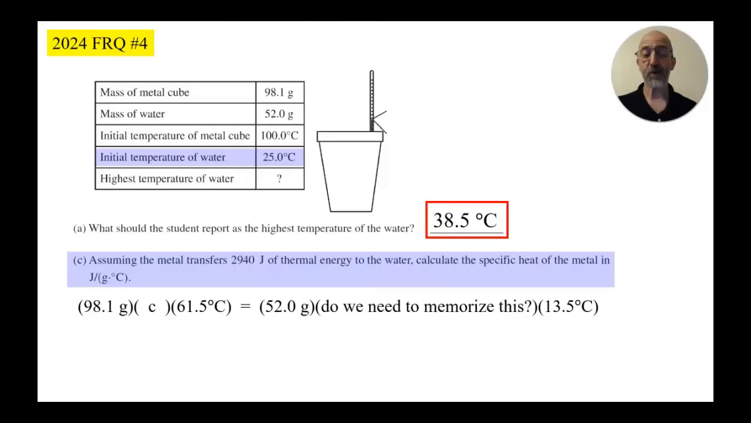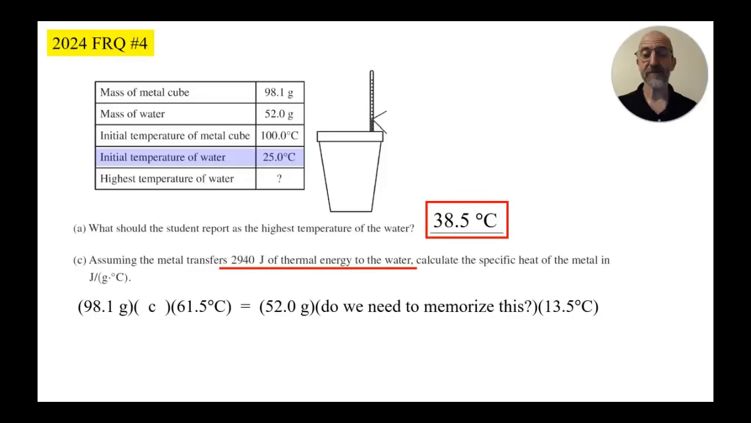Let me read the question a little more carefully. It says, assuming that the metal transfers, they just gave us the amount of heat in joules, so I don't need to know the specific heat capacity of water to do this calculation. If I read carefully, it says 2,940 joules of thermal energy was transferred from the metal to the water. So I'm going to replace the right side of my equation with 2,940. I'm just paying attention to the details of the information I was given.